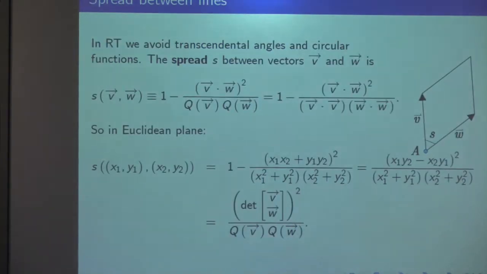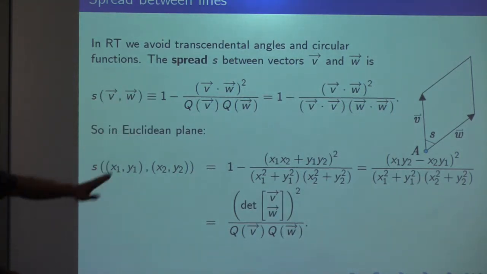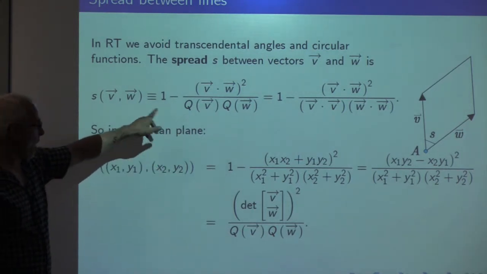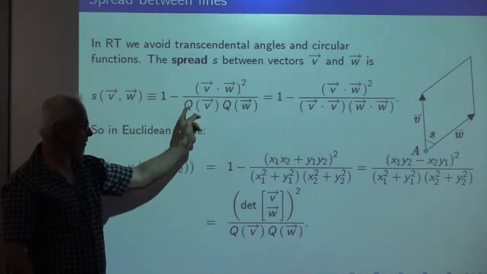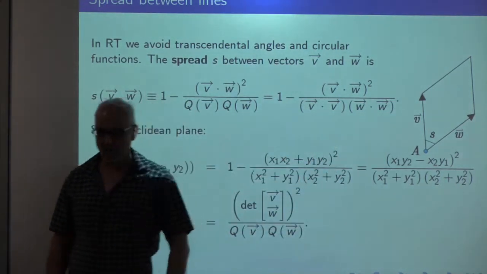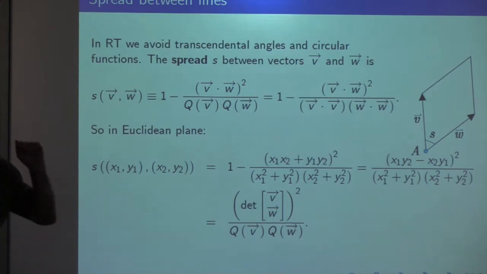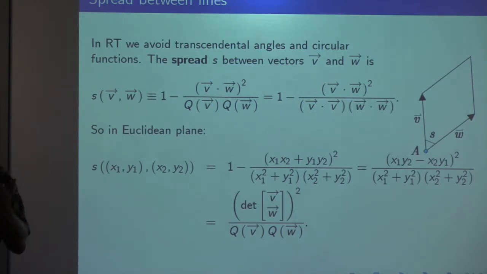Okay, to replace the notion of an angle, we introduce the idea of a spread. So the spread formed by two vectors, V and W, is, here's the crucial definition, 1 minus (V dot W) squared over Q of V, Q of W. And Q of V is V dot V, Q of W is W dot W. So we're not taking any square roots and we're not taking any cos-inverse functions. We're sticking with the pure algebraic concept. Very important. Okay, that's called the spread.